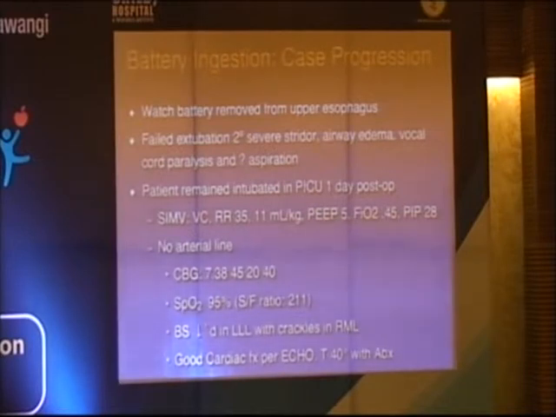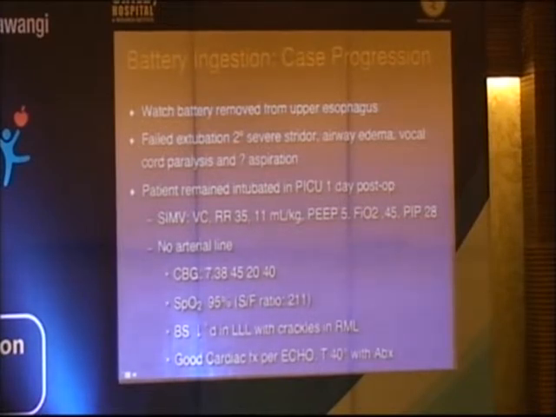I think Jerry's probably talked about it a little bit already. But the SF ratio is 211. Just file that away. Take your saturation divided by your FiO2. We don't have an A line in this patient. Can we diagnose them with ARDS or acute lung injury at this point? Well, we're going to move forward, and I'll let you know a little bit about that later. But remember, the SF ratio is 211.